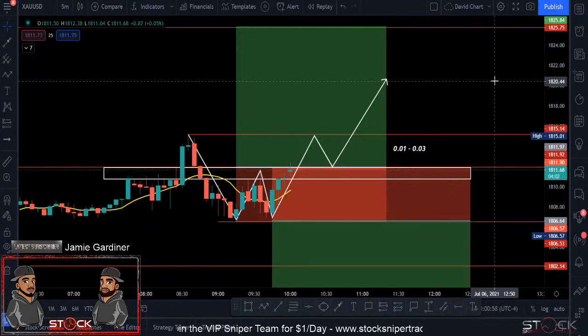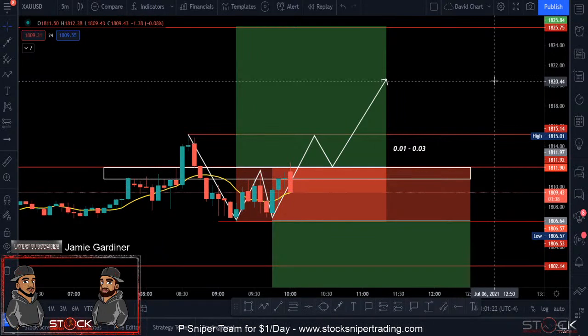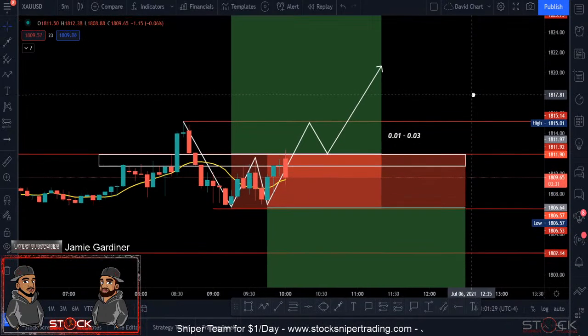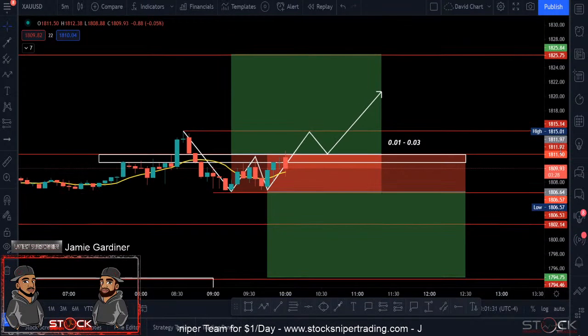Guys, if you did enter in that trade and you're in profits, like I said, look to secure some partials. All right, because we could be getting rejected here. Okay, huge sell-off here. Let's see. Okay, that's rejection. That's a huge bearish candle, guys. All right, so let's just wait and see what's going to happen here.